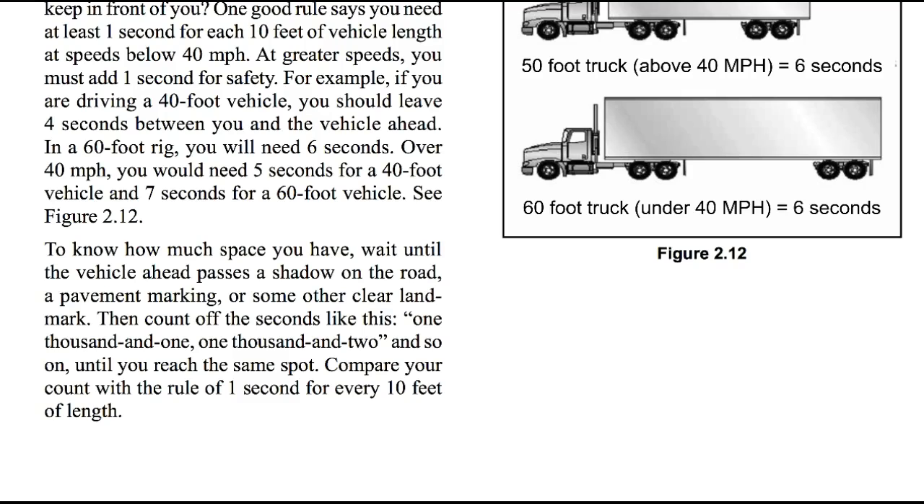And over 40 miles per hour, you need 5 seconds for a 40-foot vehicle and 7 seconds for a 60-foot vehicle. To know how much space you have, wait until the vehicle ahead of you passes a shadow on the road or pavement. Then count off the seconds like this: one thousand one, one thousand two, and so on, until you reach the same spot. Compare your count with the rule of 1 second for every 10 feet of length.